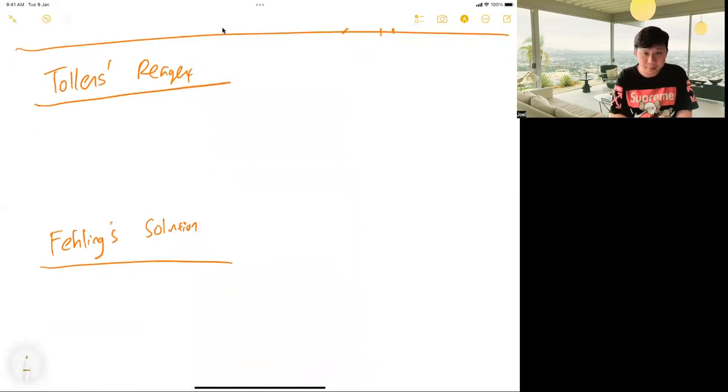I always forget, so I show something first. Tollens' reagent and Fehling's solution. Can you remember the result? If there is a positive test, what happens? Silver mirror observed. And the other is what? Depends on school: brick red precipitate or reddish brown precipitate. Follow your school. Basically, a silver solid is formed.